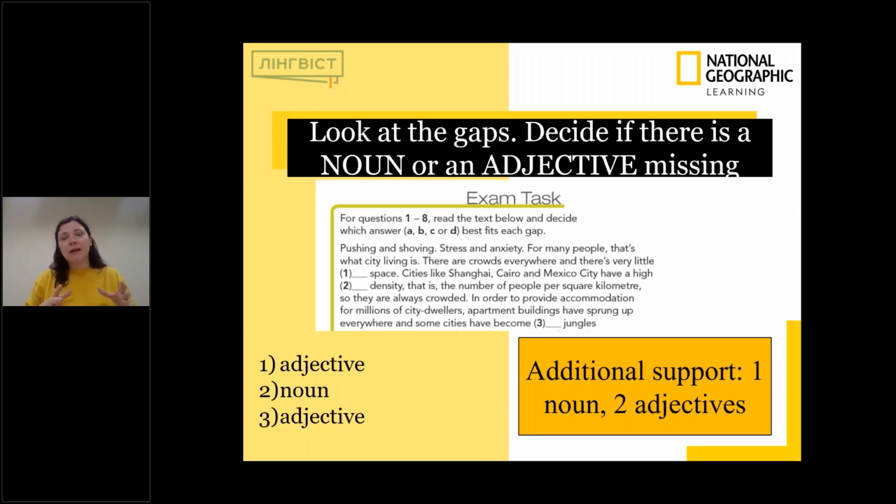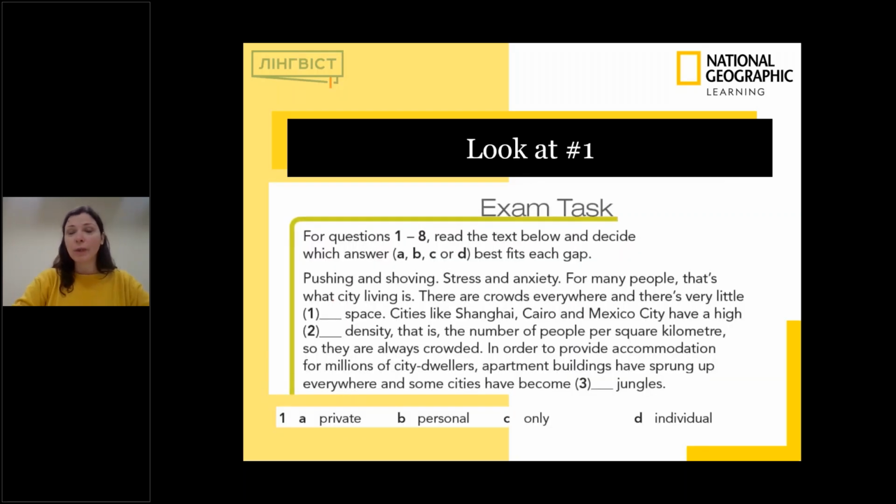But the strategy, this understanding is what they really need and what really helps them. Even if they have not so much knowledge, they will benefit from understanding such simple things as main idea, as understanding the parts of the speech. Now, look at gap number 1. What are your ideas? Is it private? Is it personal only or individual?